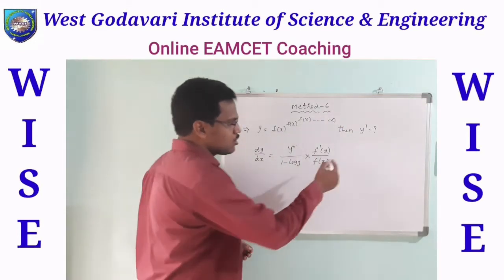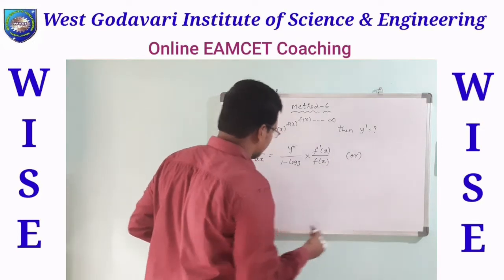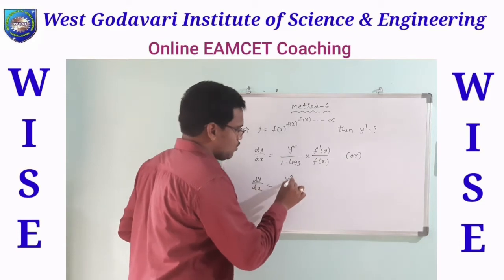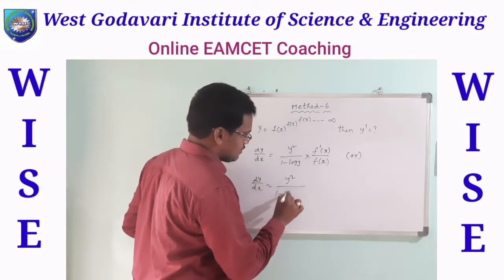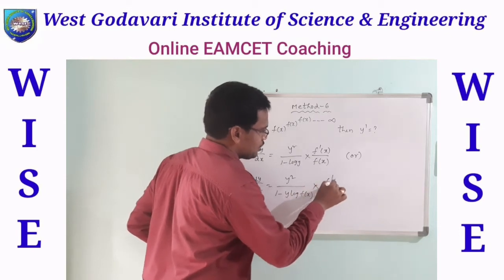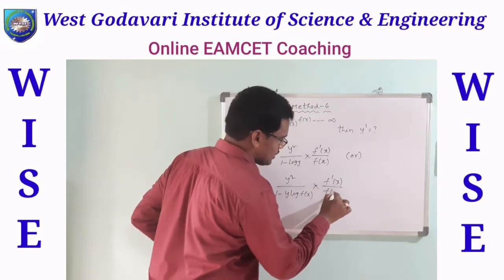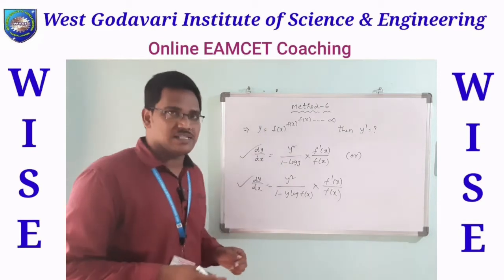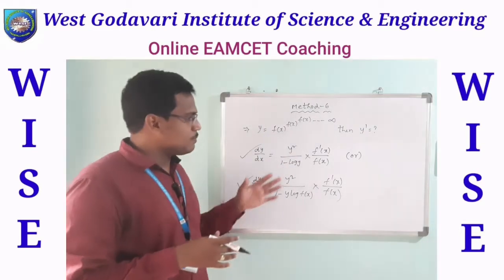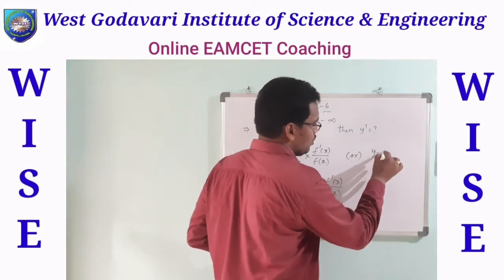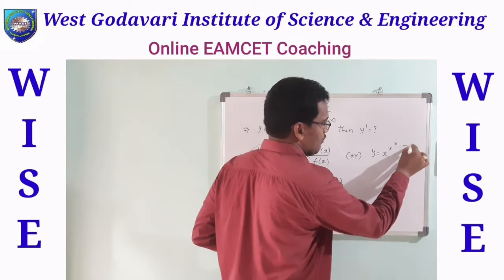So here it is also written as dy by dx is equal to y square by 1 minus y log f of x into f dash of x by f of x. So by using this term or this term, we get the same answer. So before, we did a traditional method problem, that is y is equal to x to the power of x to the power of.